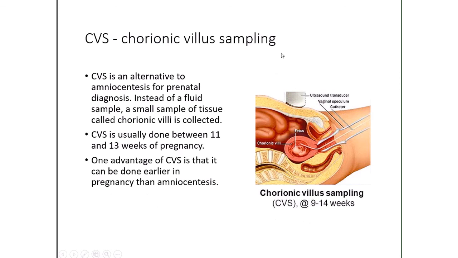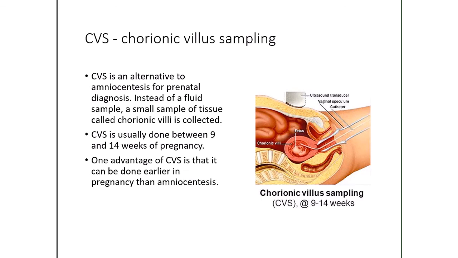Another option you can do is something called CVS, chorionic villus sampling. This is an alternative to amniocentesis for prenatal diagnosis. And instead of taking a sample of the amniotic fluid, we are going to be taking a small sample of the tissue called the chorionic villus, which is part of the placenta.